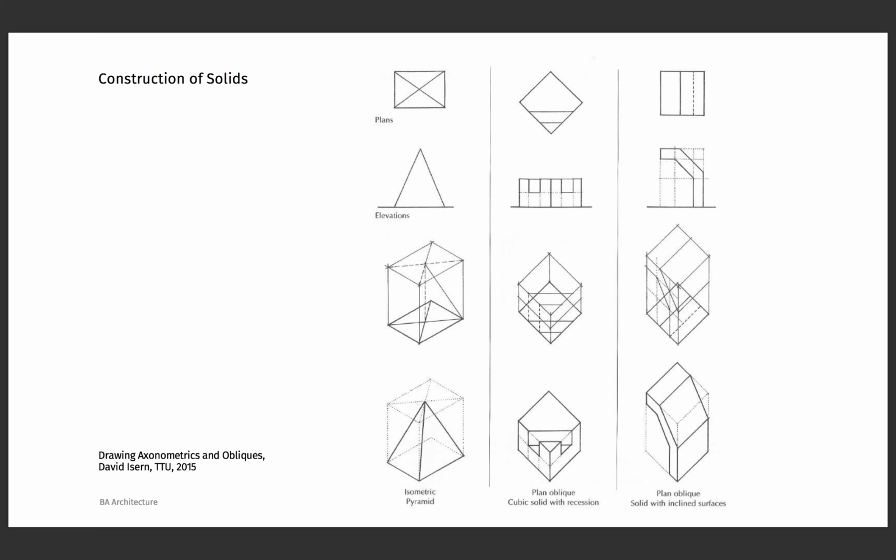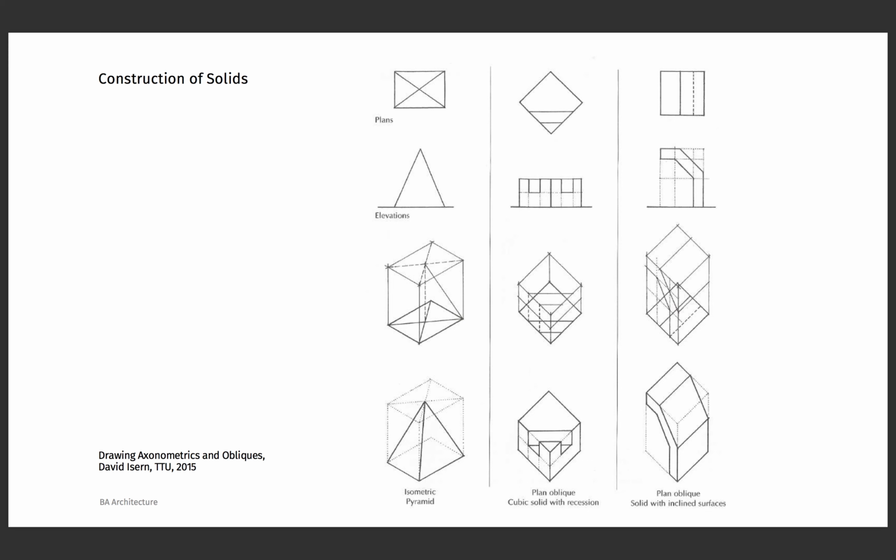So this is once again from David Eisern's presentation on doing this, and you can see in these columns that he's got plan and elevation views of a series of objects, 3 objects across the top there, and then how you might go about constructing those objects as you move down the illustration. So it's using the creating a solid shape and then subtracting elements from it principle.